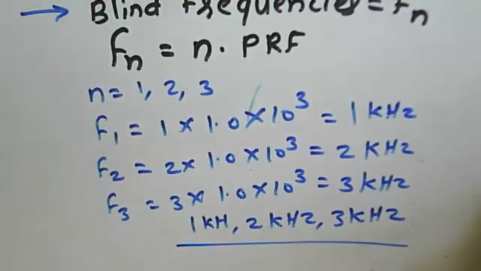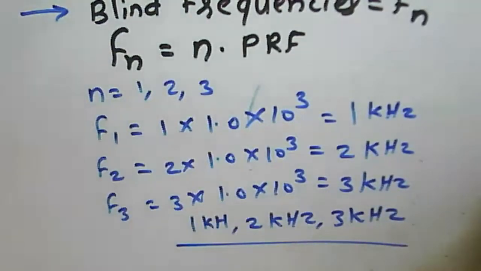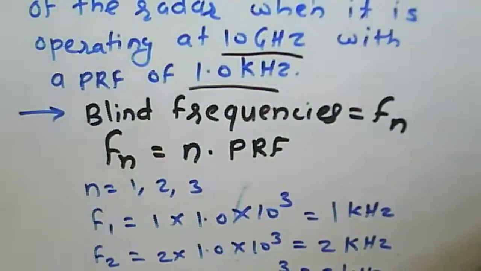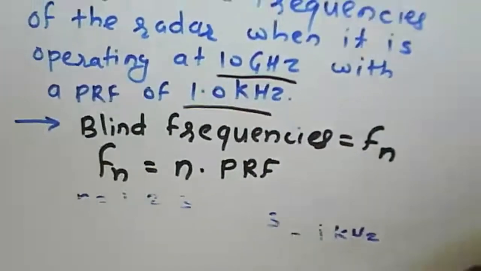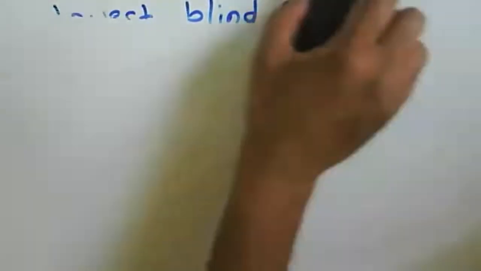Okay. So now for the given blind frequency, what will be the blind speed also? Just like the number of blind frequencies, we can find the number of blind speeds instead. So we will solve a similar one here.